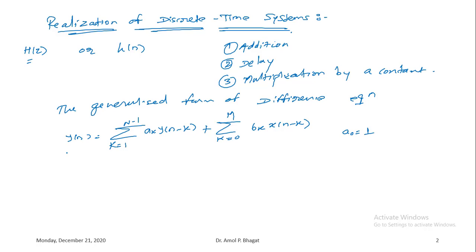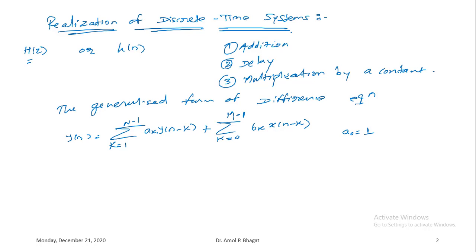So the current output y of n is equal to the sum of past outputs from y of n minus 1, substituting k equals 1, to y of n minus the last value of k. Here, instead of taking it as k equals 0 to n, it should be 0 to m minus 1.